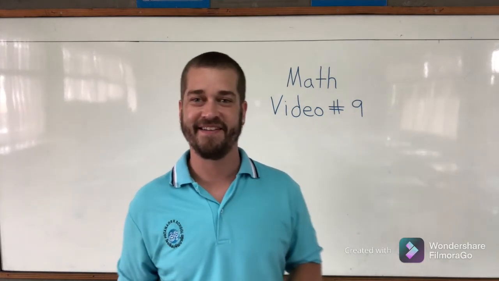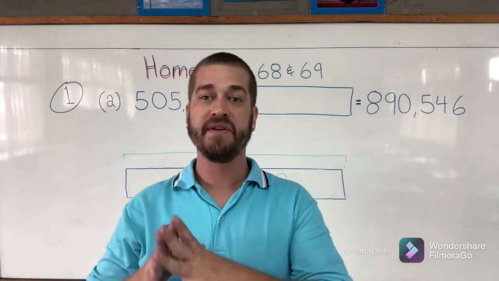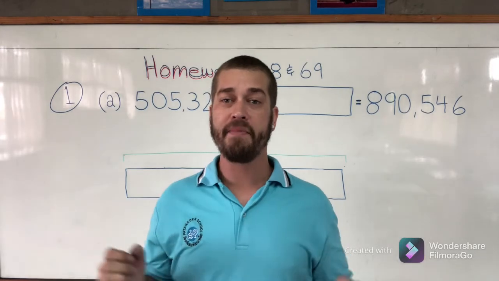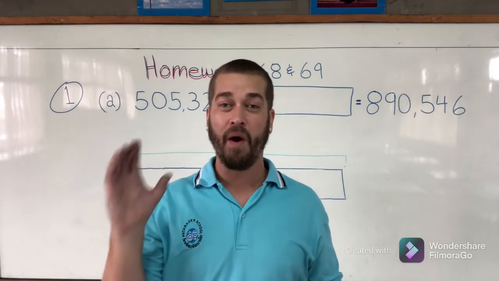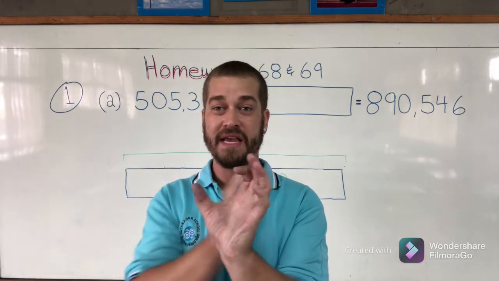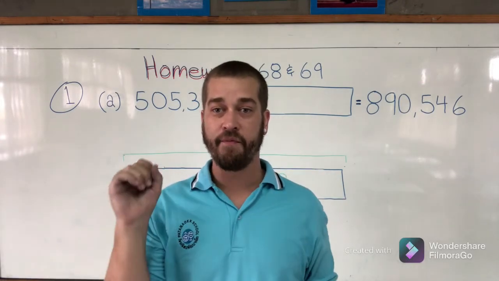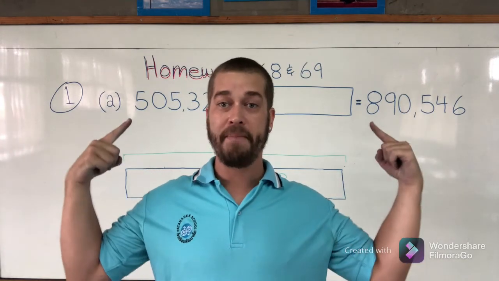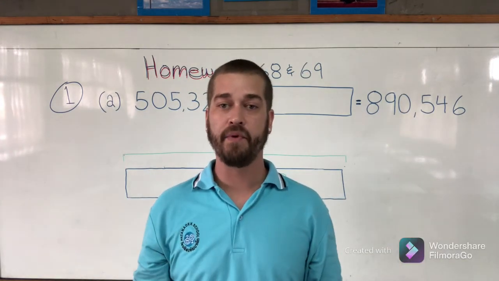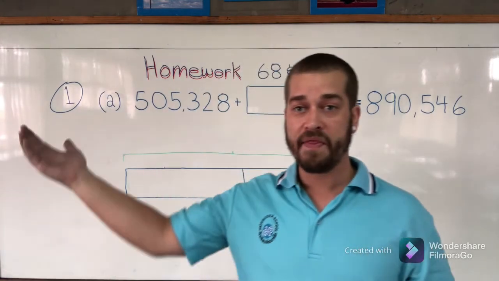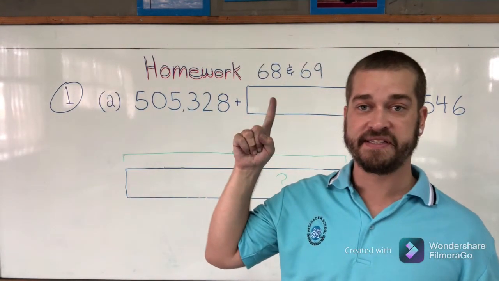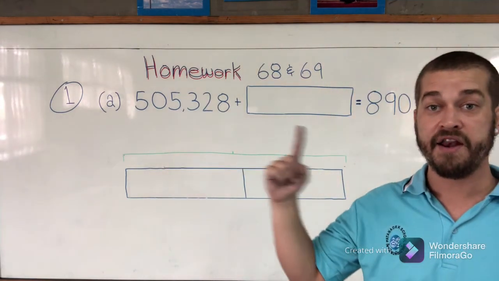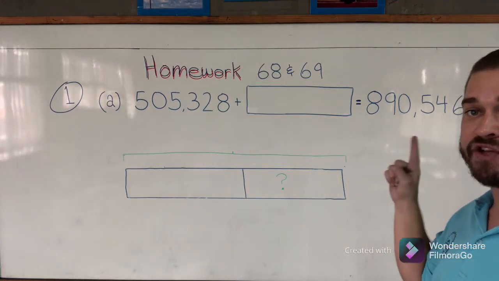Let's get started. On page 68, it wants us to find the unknowns in a given math problem. Remember, for addition, you have 1 part plus 2 parts equals the total. So you have 1 part and 2 part, and then you have the total. So when we're talking about big problems like this, the same rules still apply. So with 1a on page 68, we have 1 part plus an unknown part equals a total.